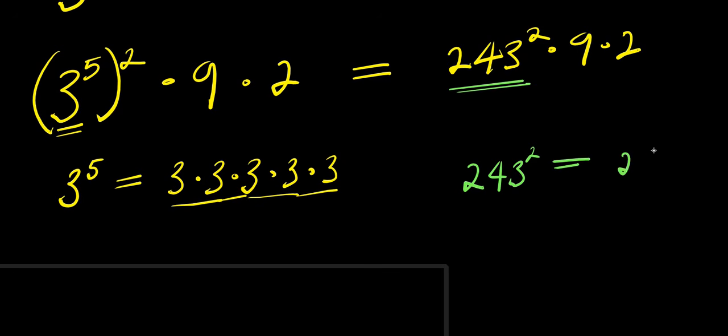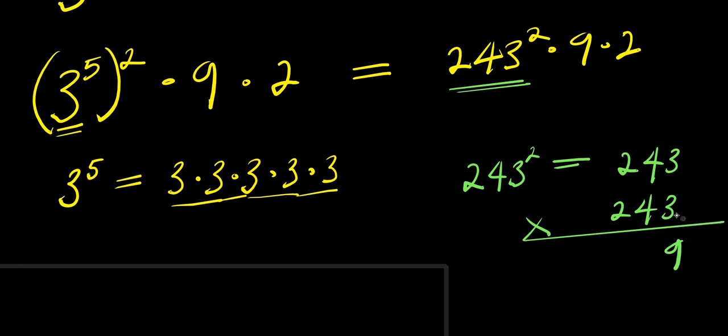This is just like writing 243 times 243. 3 times 3, 9. 3 times 4, 12, 2 carry over 1. 3 times 2, 6 plus 1, 7. 4 times 3, 12, 2 carry over 1. 4 times 4, 16 plus 1, 17, 7 carry over 1. 4 times 2, 8 plus 1, 9.